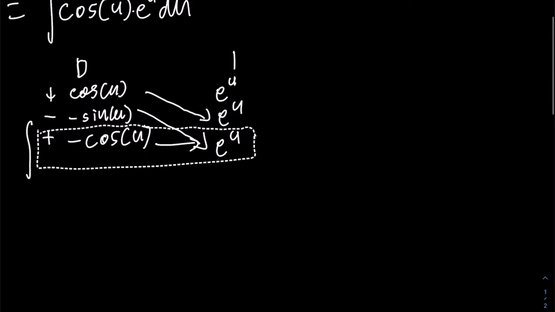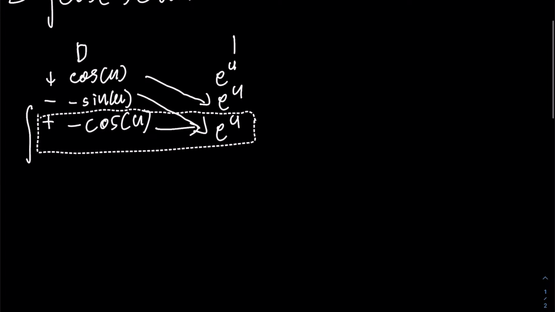So what we can see now is our first part is the cosine of u multiplied by e to the u. Then the next thing we have is a minus multiplied by a minus sine of u multiplied by e to the u.